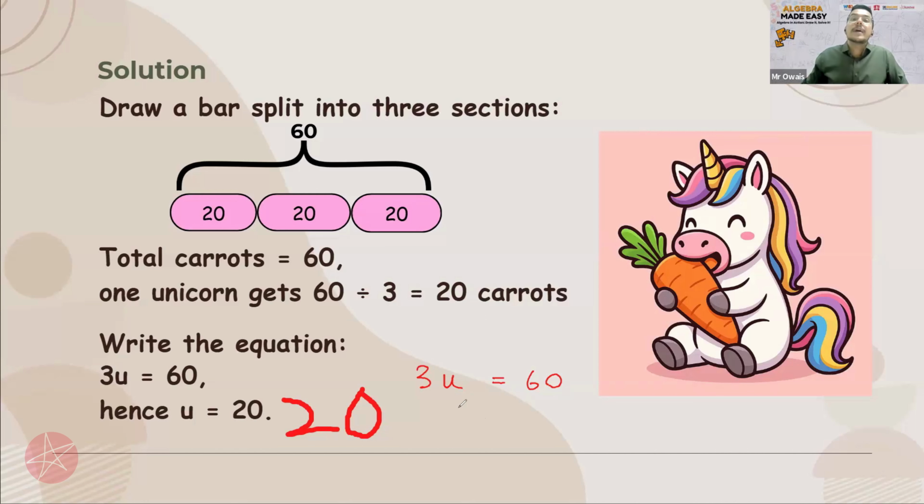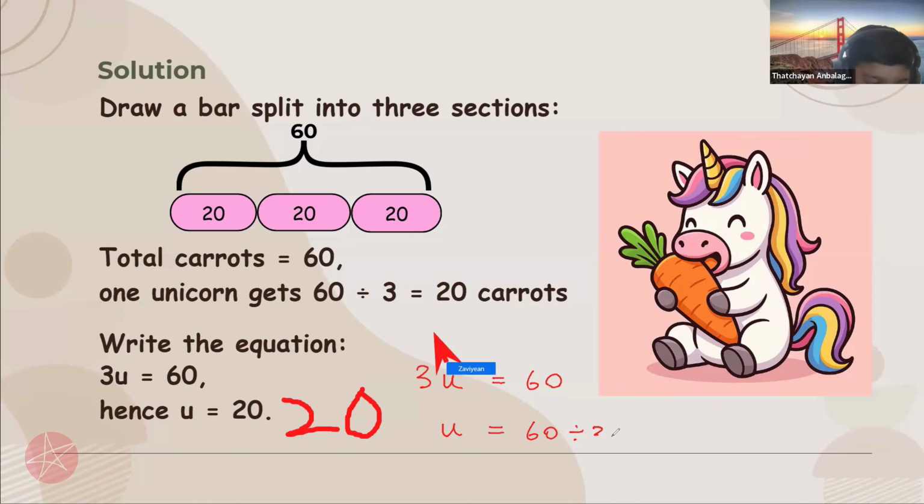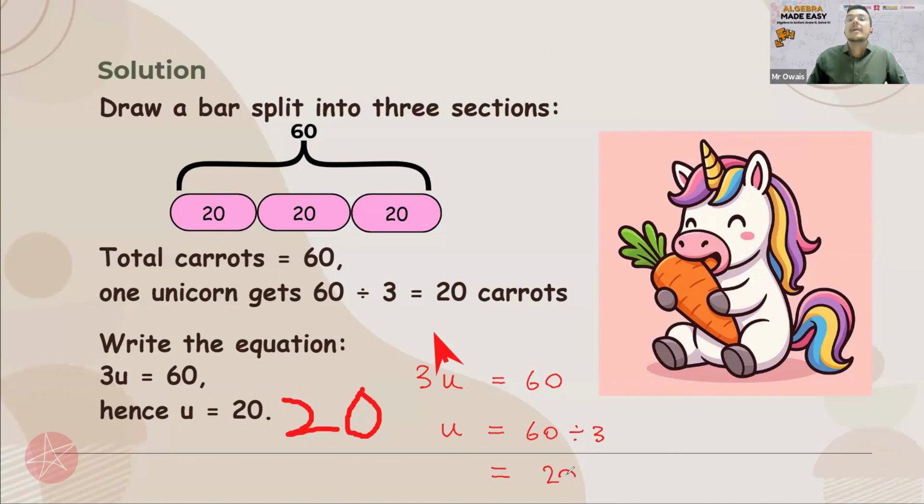So we need to do 60 divided by 3. 60 divided by 3, and that gives us 20. It means that each unicorn ate exactly 20 carrots. And then once we find this answer, we can fill in these boxes. So this is 20, 20, and 20. Because we want to confirm our answer, right? How can you make sure that your answer is correct?